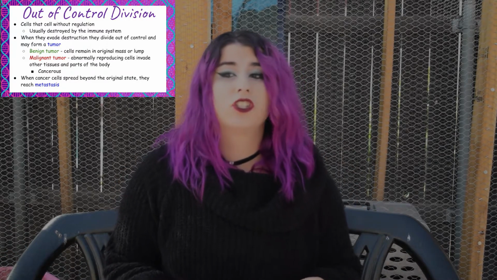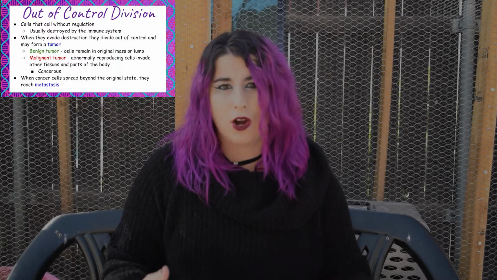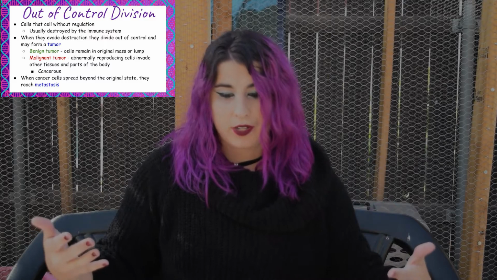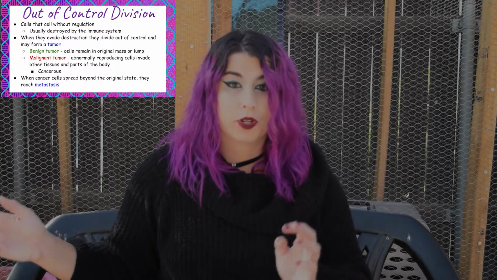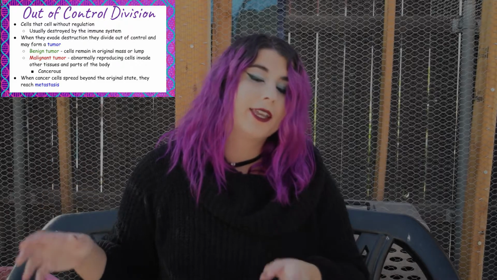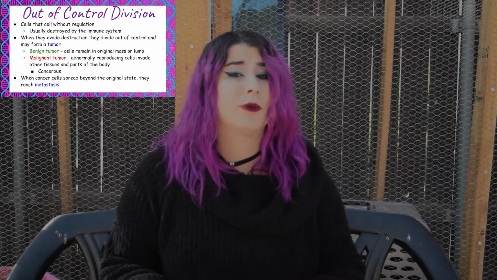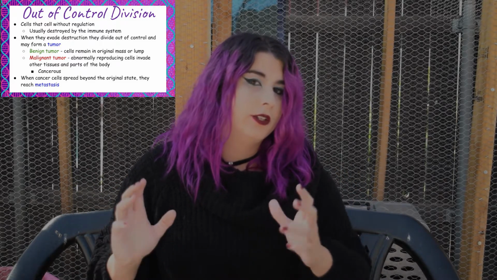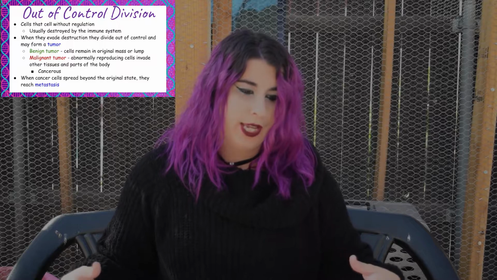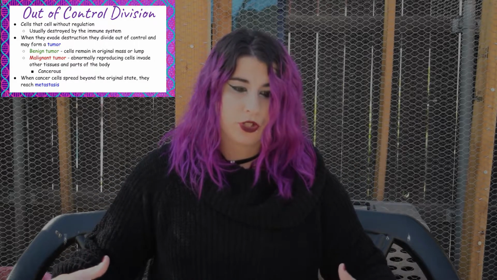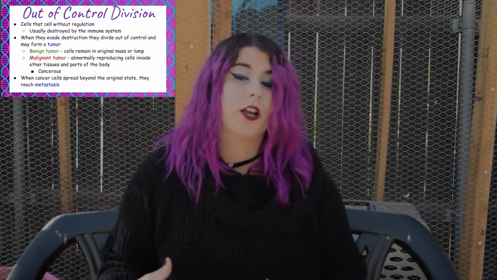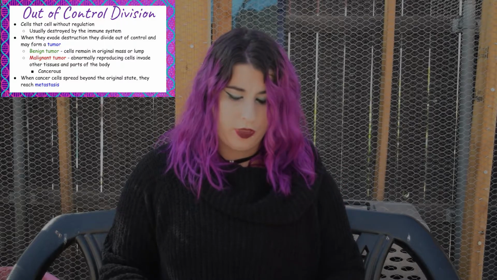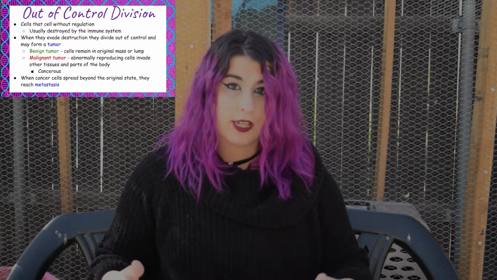Now, benign tumors can still cause problems depending on where they are, but they are not considered, for the most part, to be immediate dangers to the organism that has them. But again, depending on where they are, they can cause problems, especially if they are in the brain or an area that they're going to overcrowd. The other kind of tumor is a malignant tumor. And this is where these abnormally reproducing cells invade other tissues and other parts of the body. If you have malignant tumors, they are cancerous and you are said to have cancer.